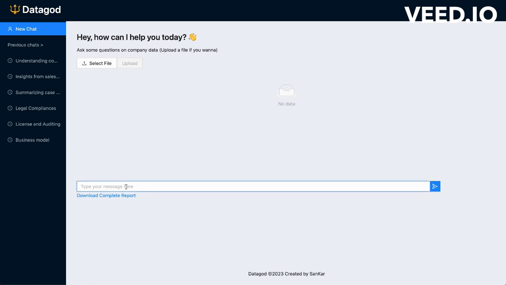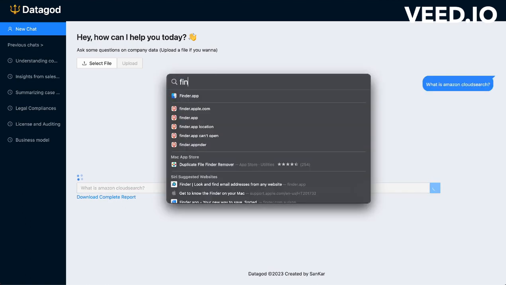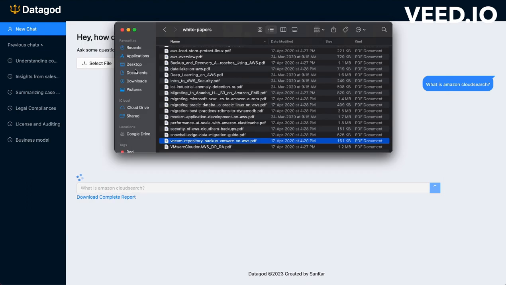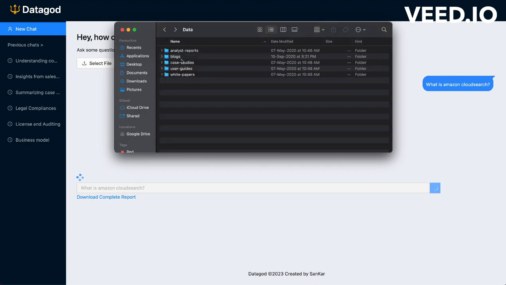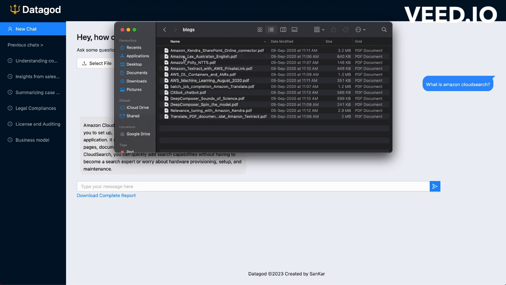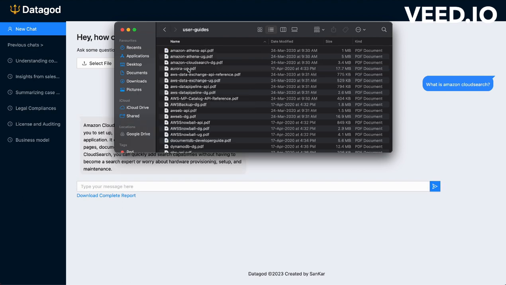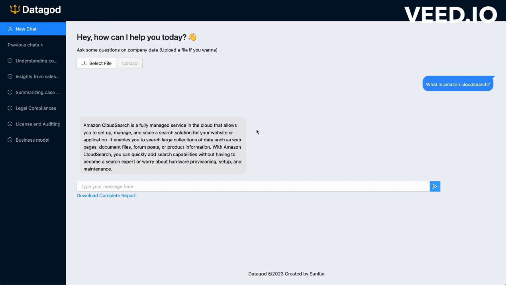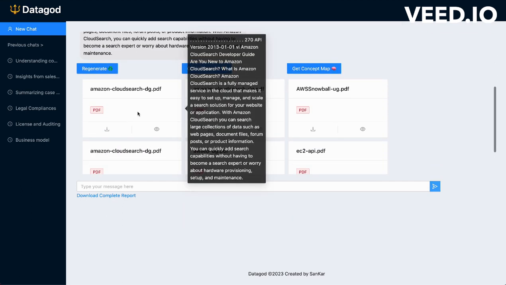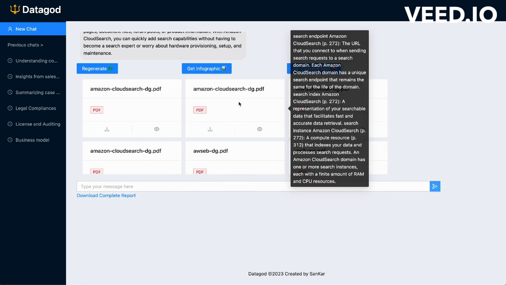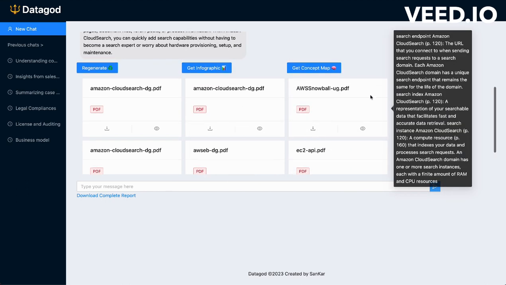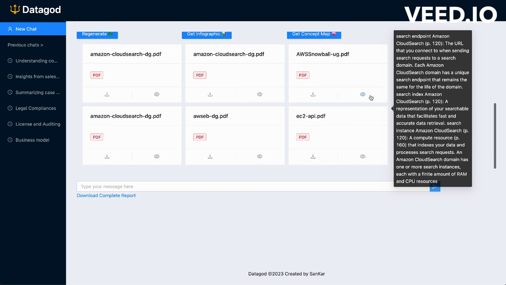Let's now actually talk about what is Amazon CloudSearch. So in corporate data, Datagod does not just go and get the information. It also cites the information. Say, for example, here we might find a very good user guide on CloudSearch over here. So it's not only told us about it, it's also told us that, hey, we fetched it from here and you can go and read more about it. And it also fetched other places where CloudSearch is mentioned, like in the Snowball one.